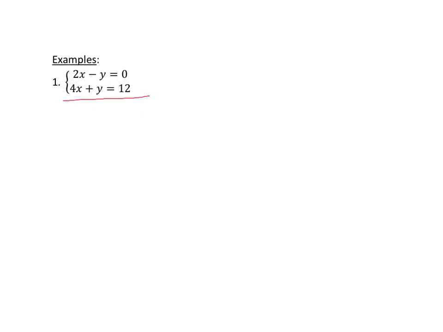We're going to draw a line under it, and we're going to add these two equations together. So we have 2x plus 4x, and that gives us 6x. Negative y plus y gives us 0, so that cancels. And that's going to be equal to 12. And so now we solve it just like we normally would. We want to find out what x is. We're going to divide by 6 on both sides, and that gives us x equals 2.